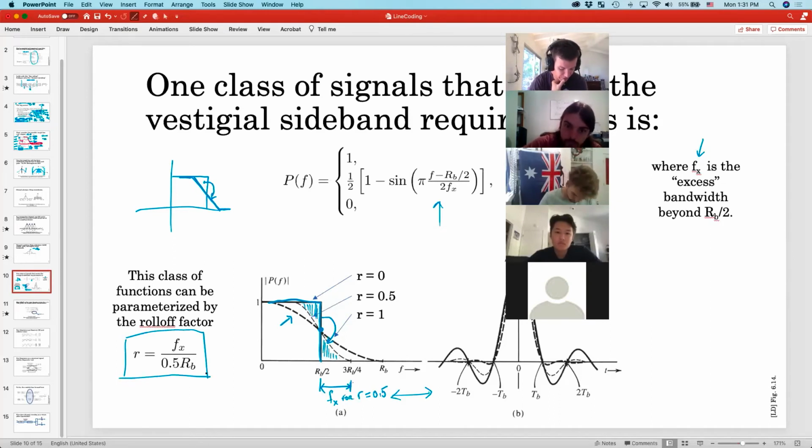So let's double check this. If the roll-off factor is 0, that corresponds to 0 roll-off, that means the sharpest transition, then the excess bandwidth is 0. So double check: 0 roll-off means 0 excess. And if the roll-off factor is as large as it can be, then that gives us fx is 1/2 RB, and so that's RB over 2.